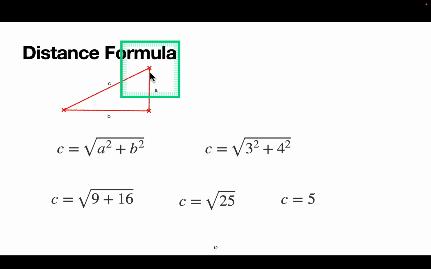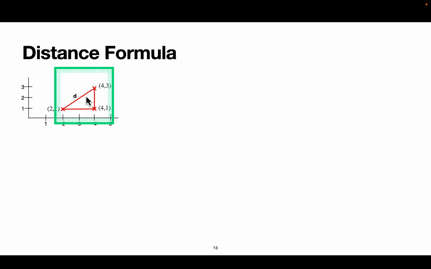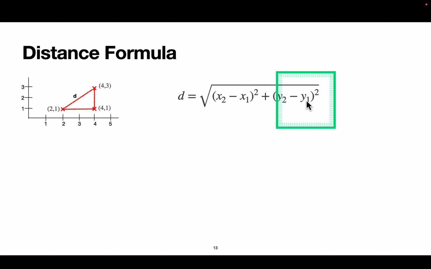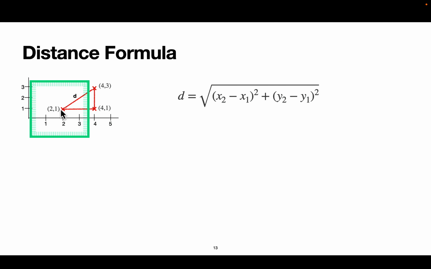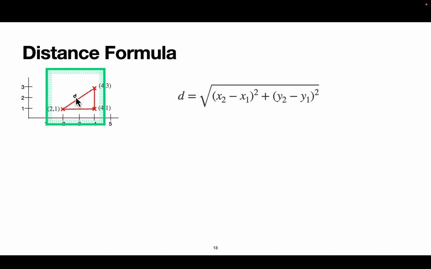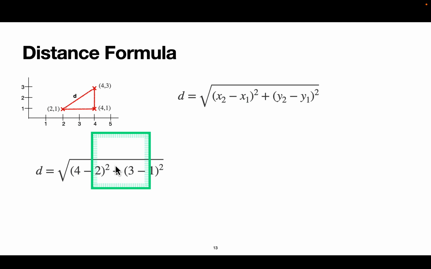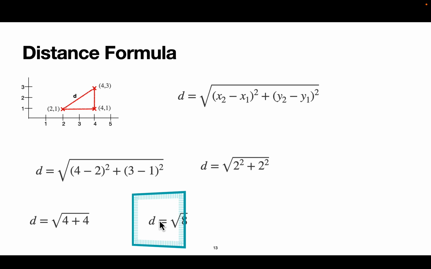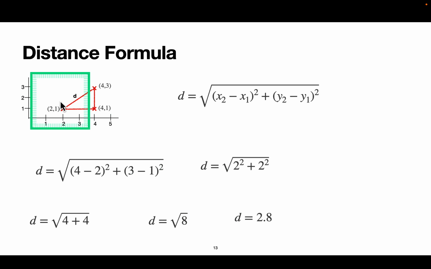So this is if you are just based on the lengths. But what if it's on the graph? So on the graph, we just have to do x2 minus x1 square, y2 minus y1 square. So I am trying to calculate the distance of this particular line. So point A is 2, 1 and the other is 4, 3. I want to calculate how much is the distance, the length of D. So I'll put the numbers: 4 minus 2 square, 3 minus 1 square, and square root. So 2 square, 2 plus 2 square, 4 plus 4, square root of 8, 2.8. So this length is 2.8.